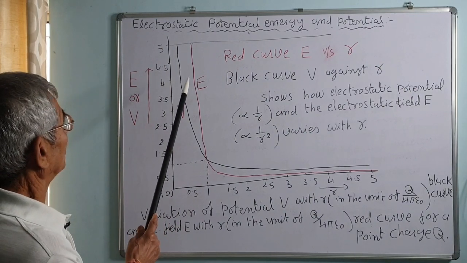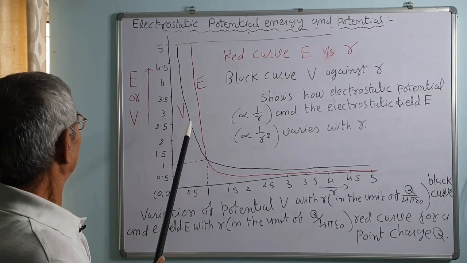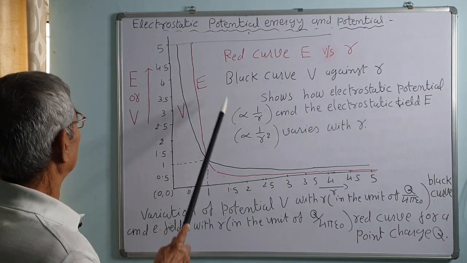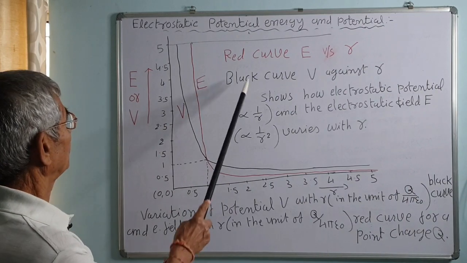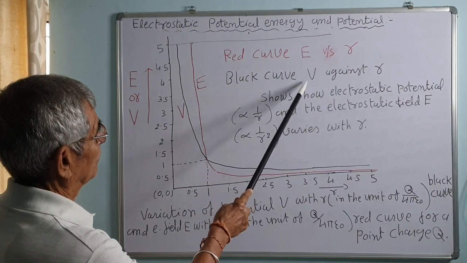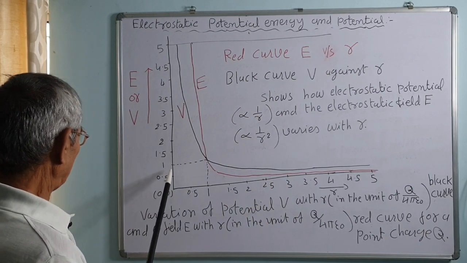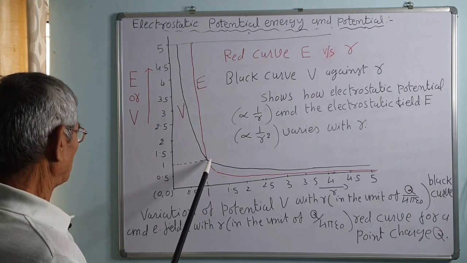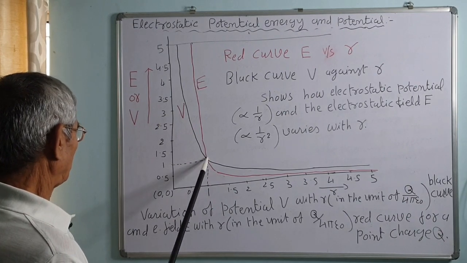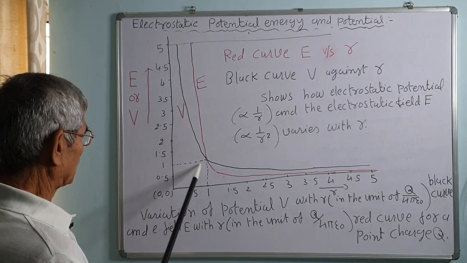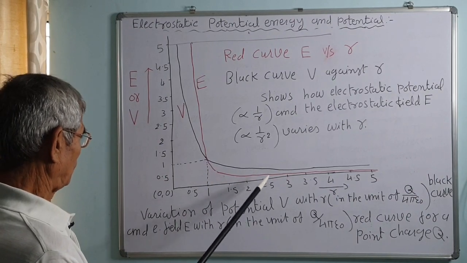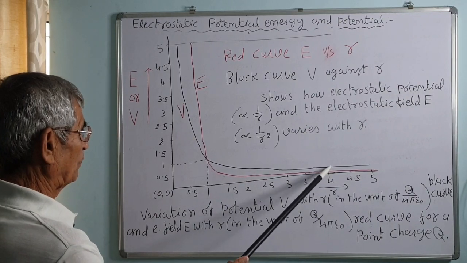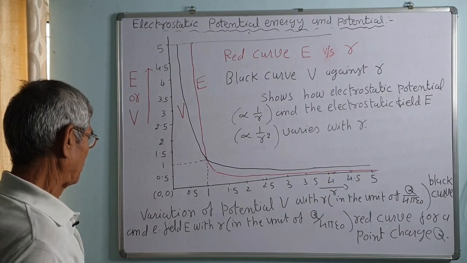Now let us see the graphs. This is the graph: the red graph is E versus R, the electric field E versus R, and the black curve is the potential V against R. You can see at one equal distance, that is 1, not 2, the electric field and the potential both are the same. As the distance R dash increases, 1 upon R dash will decrease, so E will decrease, and potential will also decrease, but with less decrease in the potential.